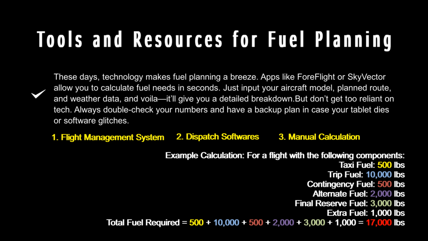Alternate fuel, 2,000 pounds assumed. Final reserve fuel, 3,000 pounds, e.g. 30 minutes of holding. Extra fuel, 1,000 pounds, discretionary. Total fuel required, 500 plus 10,000 plus 500 plus 2,000 plus 1,000 equals 17,000.